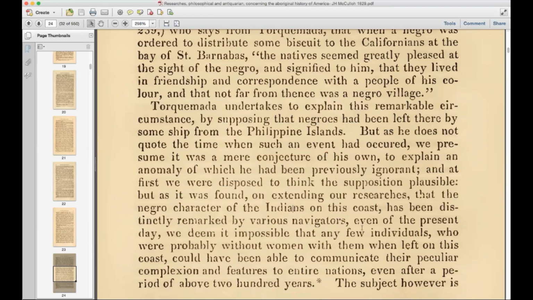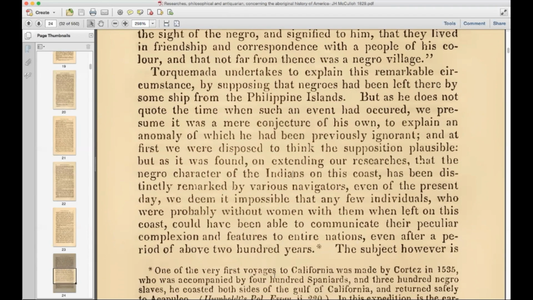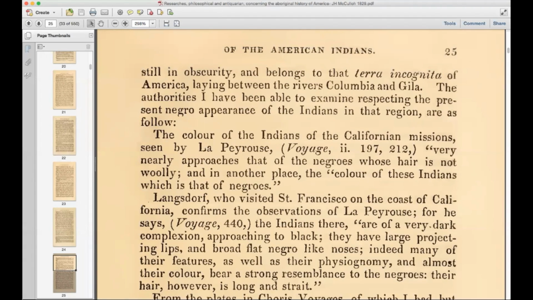All right. Even of the present day, we deem it impossible that any few individuals who were probably without women with them when left on this coast could have been able to communicate their peculiar complexion and features to entire nations, even after a period of above 200 years. The subject is still in obscurity and belongs to the terra incognita of America, lying between the rivers Columbia and Gila. The authorities I have been able to examine respecting the present Negro appearance of the Indians in that region are as follows. All right, so pay close attention.